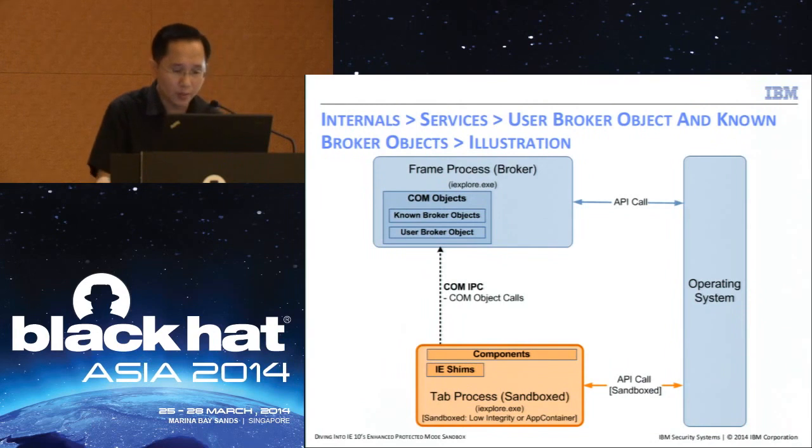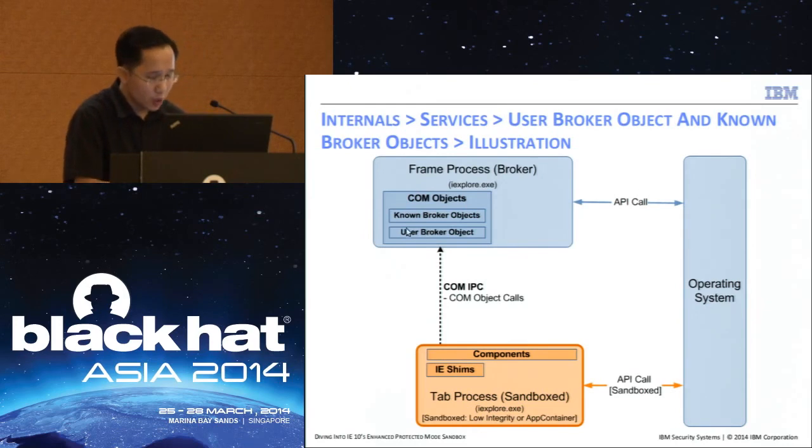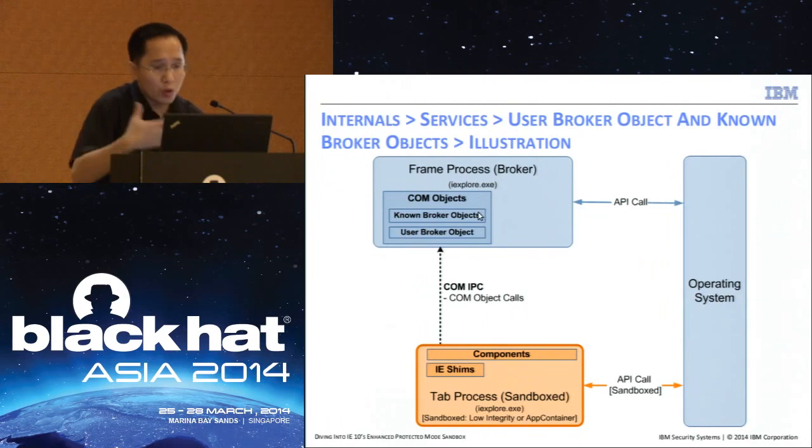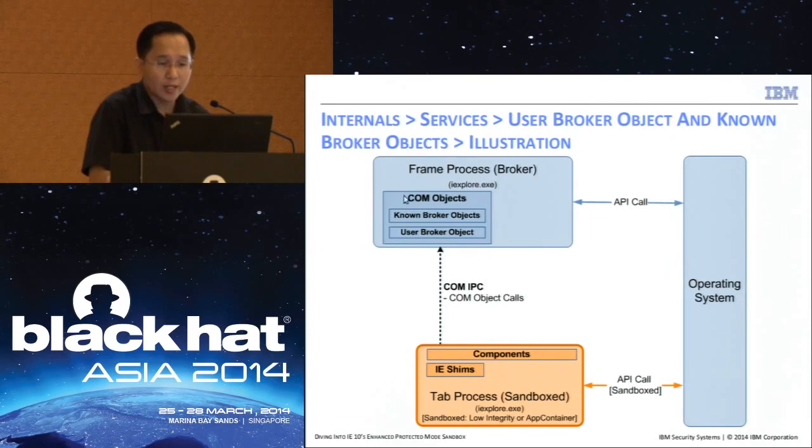So here's the illustration of the user broker object and the known broker objects. The user broker object exposes services that are mostly used to run elevated processes or COM servers. It is also used to instantiate the known broker objects. Known broker objects, on the other hand, expose additional and miscellaneous services to the Sandbox code. And the services exposed by these COM objects are callable via the COM IPC.